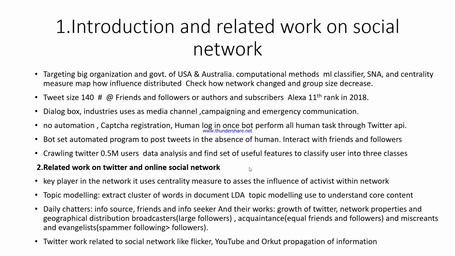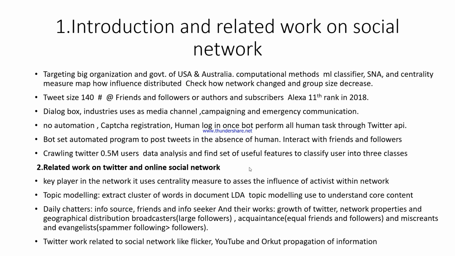So what happens is that a human logs in once, and after that all of the human's tasks are performed by the bot through the Twitter API. The bot is set up with an automated program to post tweets in the absence of the human and interact with friends and followers. But bots have some drawbacks: they automatically add friends and followers, but suddenly they also remove them. So bots have these drawbacks.